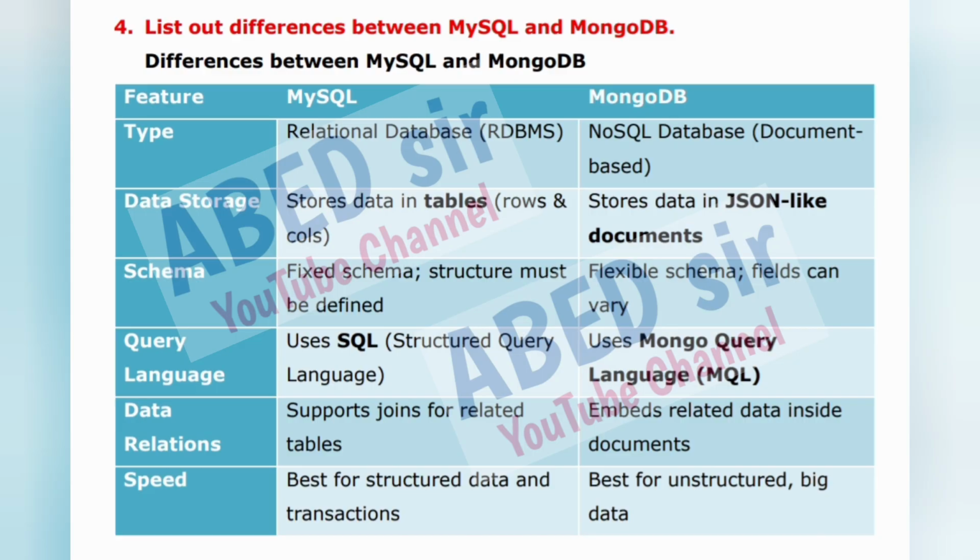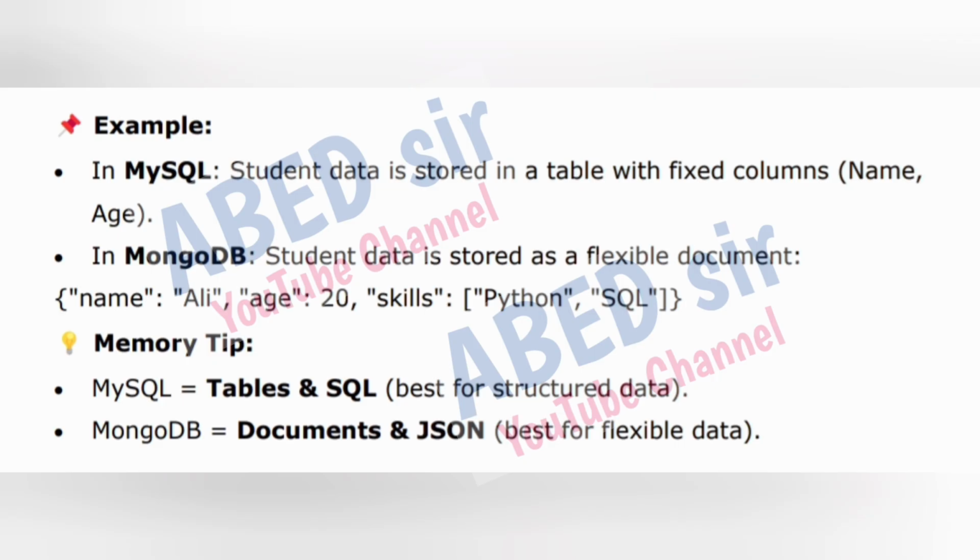Query language: MySQL uses SQL, Structured Query Language; MongoDB uses the Mongo Query Language, MQL. Data relations: MySQL supports joins for related tables; MongoDB embeds related data inside documents. Speed: MySQL is best for structured data and transactions; MongoDB is best for unstructured big data. Example. In MySQL, student data is stored in a table with fixed columns, name, age. In MongoDB, student data is stored as a flexible document: name Ali, age 20, skills Python, SQL.